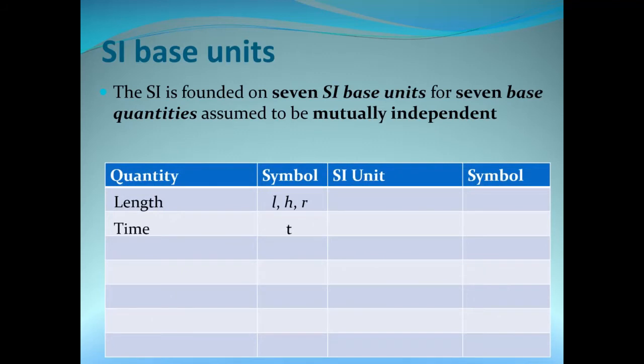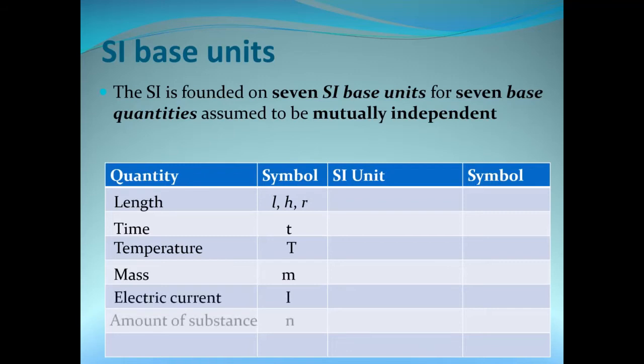So the first is length. The symbol can be l, length, h, height, or r, radius. Time is a small t, temperature a capital T, mass a small m. Electric current is the symbol I. Amount of substance is n, and luminous intensity is also used with the I.